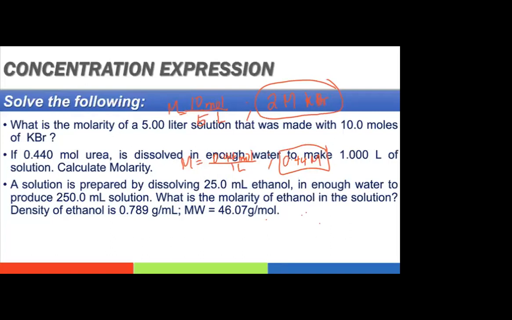Eto, medyo challenging. Number 3. Sagutan ninyo. A solution is prepared by dissolving 25 ml ethanol in enough water to produce 250 ml solution. What is the molarity of ethanol in the solution? The density of ethanol is 0.789 gram per ml, and the molecular weight of ethanol is 46.07 gram per mole. Aside from molarity, compute na rin si molality. So, compute molarity and molality. 1 minute, go.